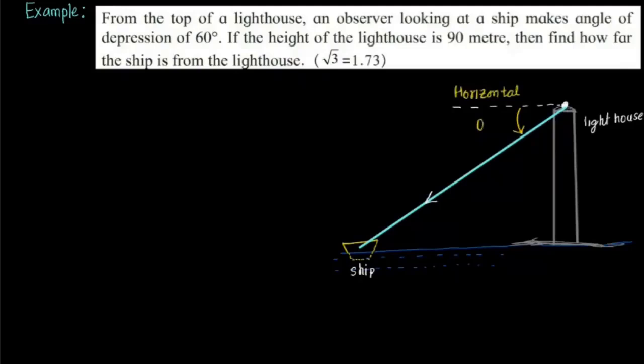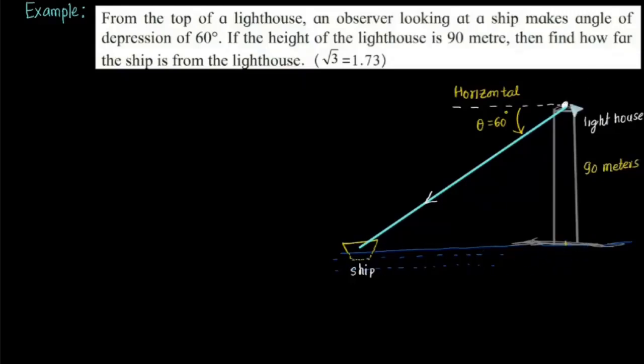This is given as theta equal to 60 degrees. Let me call it theta. If the height of the lighthouse is 90 meters, so this height is given to us as 90 meters, friends, then find how far the ship is from the lighthouse. So from the bottom of the lighthouse, what is the distance of the ship?